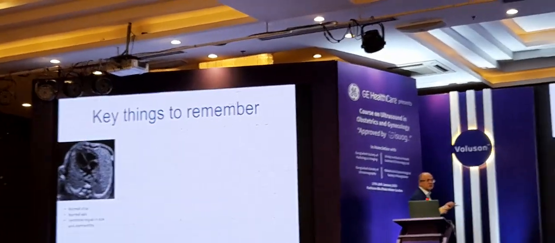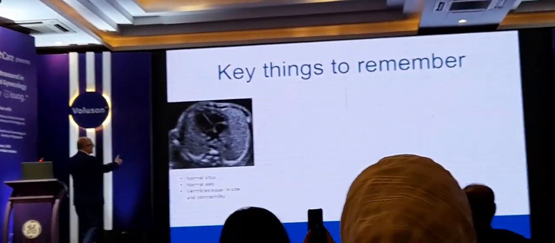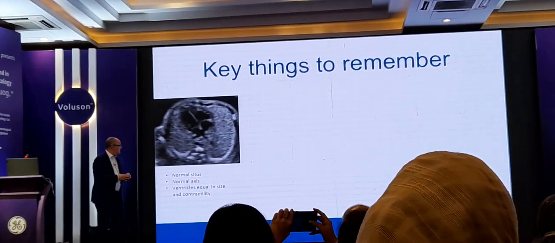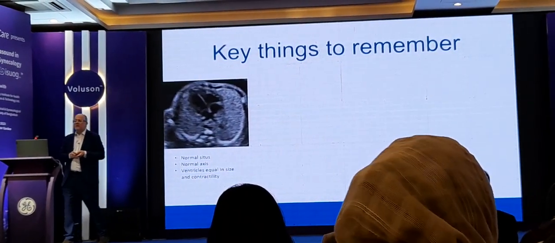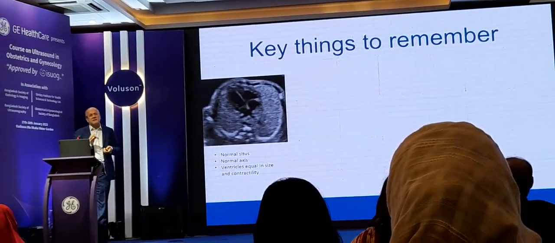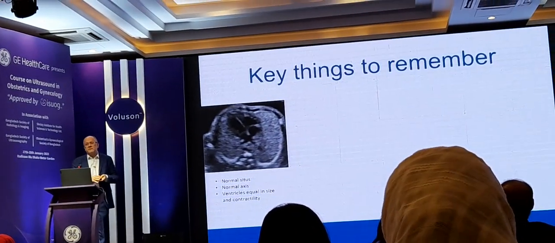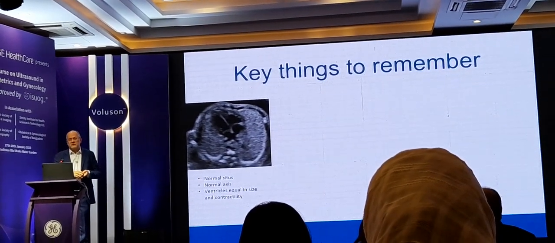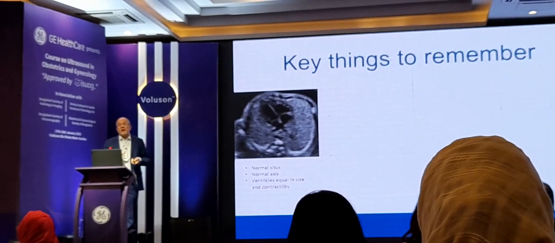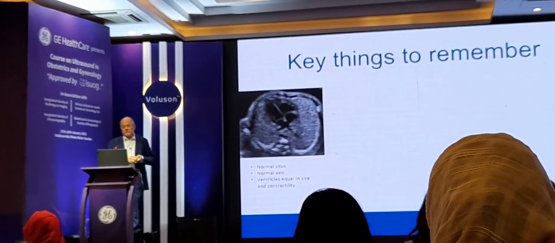Remember that you need to check in the four-chamber view before looking into the heart that you've got normal situs, normal axis. Ventricles should be equal in size and contractility. The situs and the axis are very important. It's easy to miss an absence and abnormal situs. And if you don't have a normal axis, there's a high risk of a cardiac malformation.